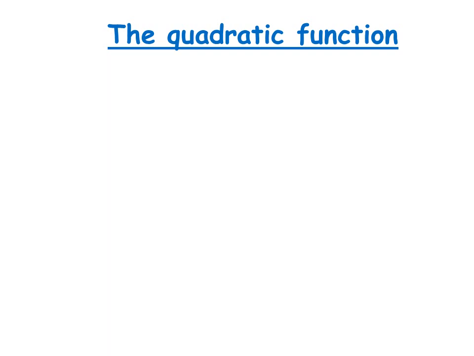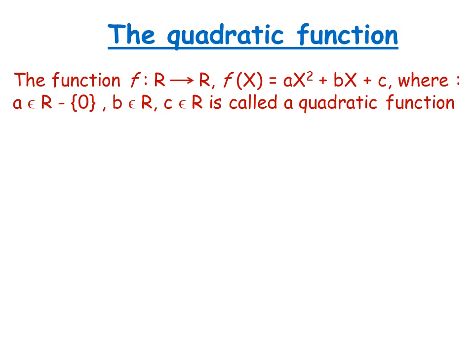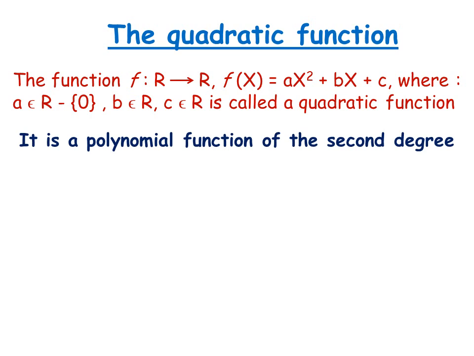And the last type of function is called the quadratic function. A quadratic function is simply a function of the second degree, and we can represent it as ax squared plus bx plus c, where a belongs to the real numbers and a doesn't equal 0. b and c belong to the real numbers, and it's not important whether b equals 0 or not. So finally, it's a polynomial function of the second degree. Like what? x squared minus 1.